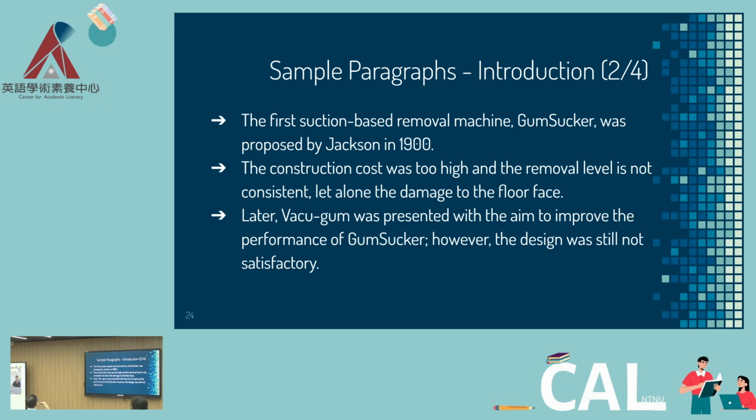The first suction-based removal machine, gum sucker, was proposed by Johnson in 1900. Okay, so here we do a little literature review, right? We want to start from similar research. So the first suction-based removal machine was invented in 1900. So how about the next person?